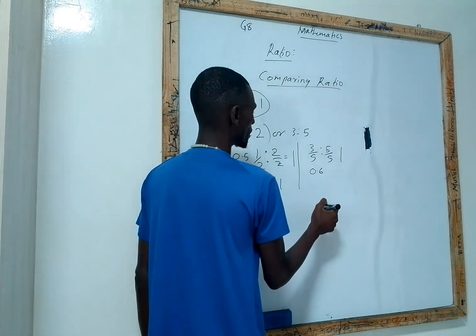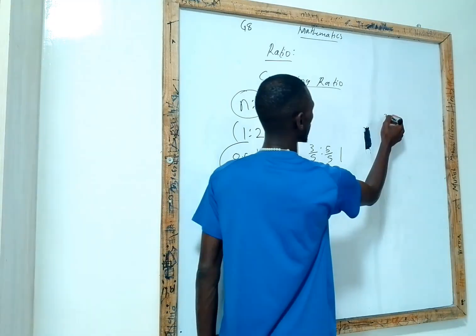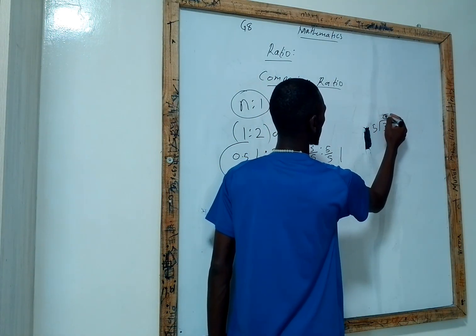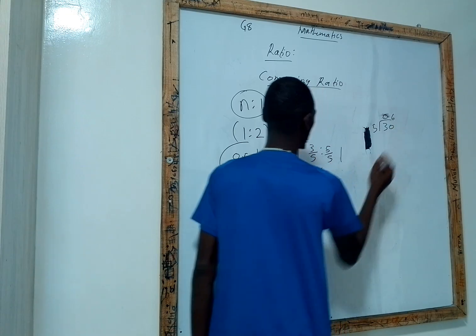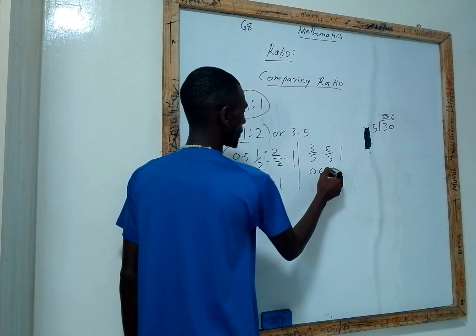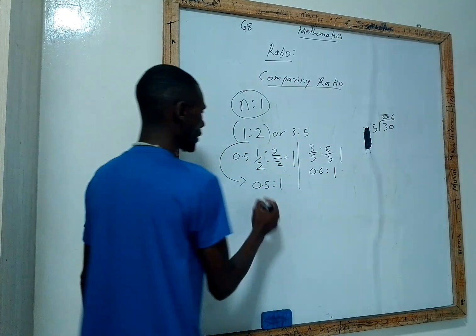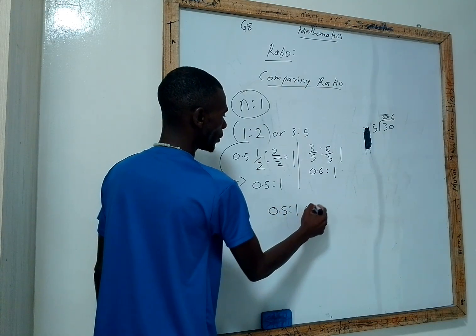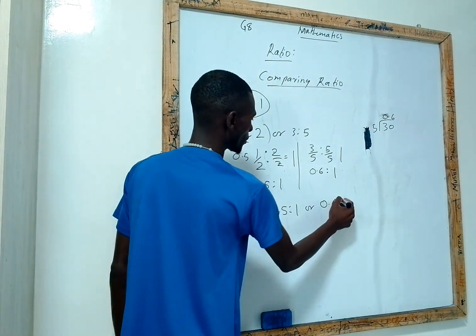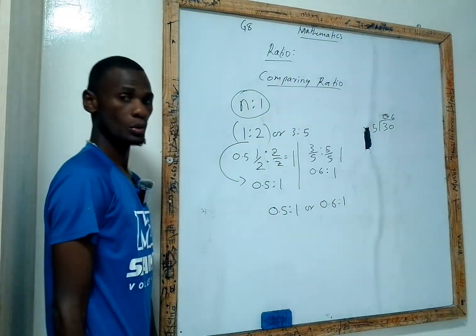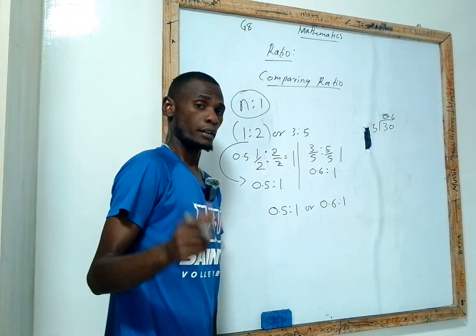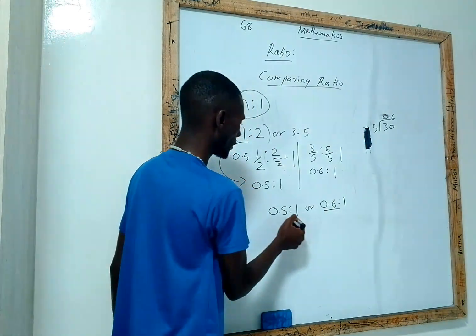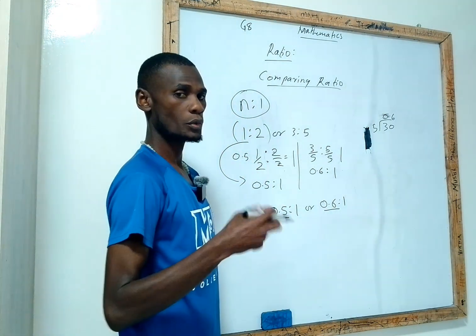I think it's 0.6, because 3 divided by 5 is 0.6. So you have 0.6 to ratio 1. So this is what we compare: 0.5 to ratio 1 or 0.6 to ratio 1. You are told to compare the digits on the left hand side, these ones. Those are what you are comparing to tell which one is greater.